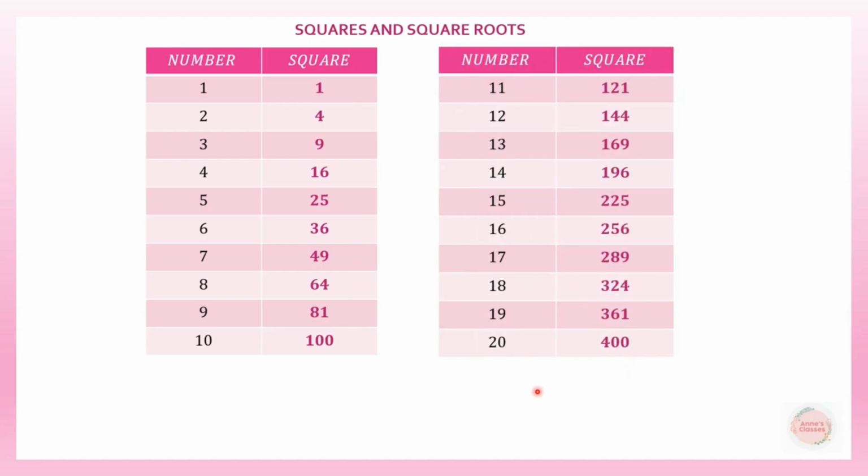Now children, it will always be good for you to learn this table by heart. When you use them in your questions, instead of wasting time multiplying each number again, if you know this by heart, at least from 1 to 20, it'll be really good.